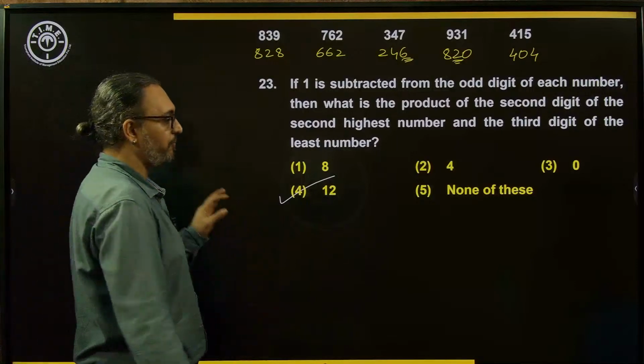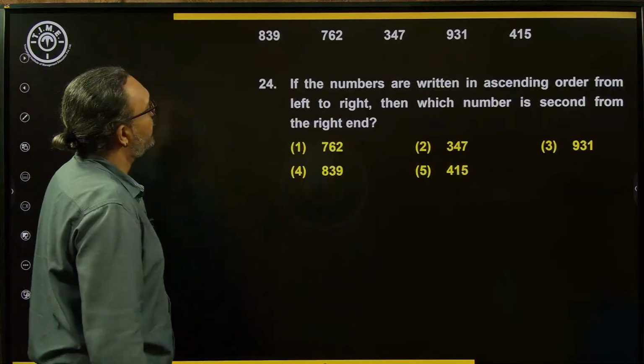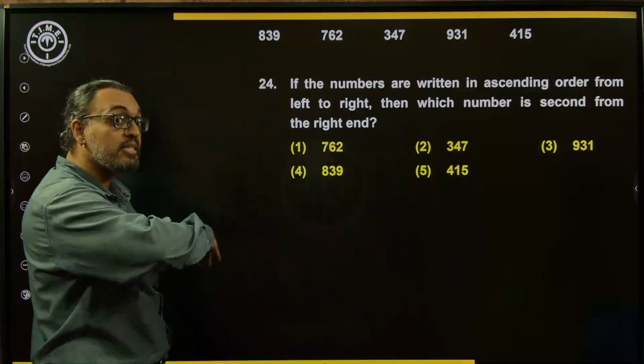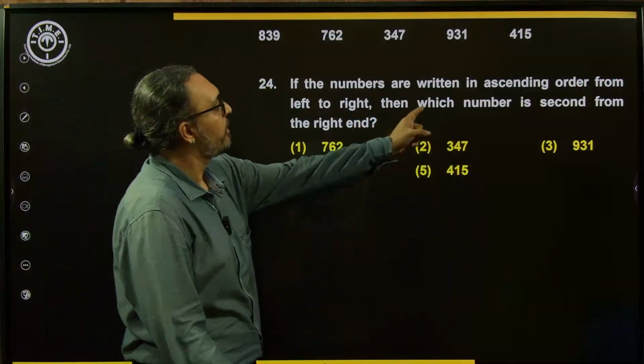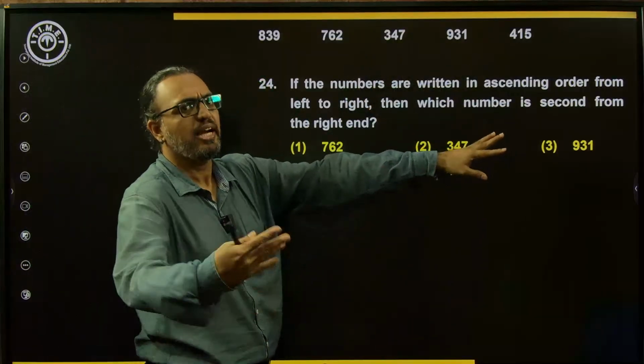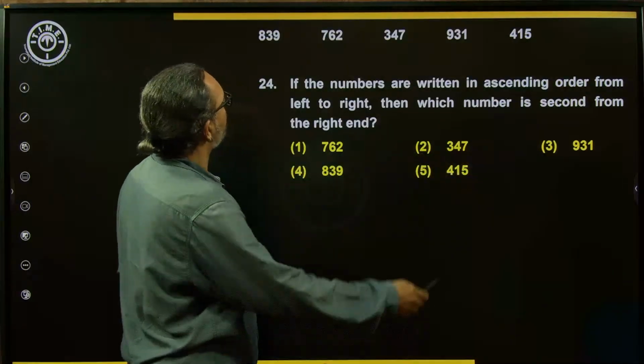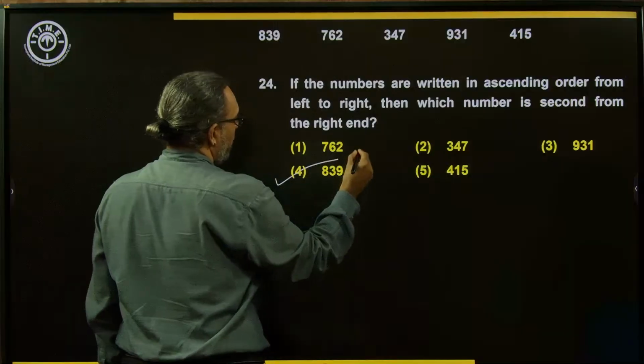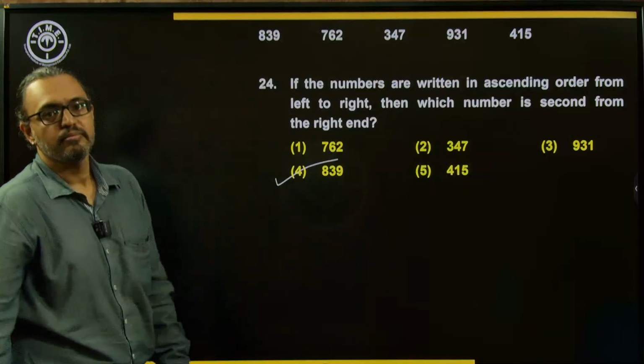Understood? Okay. Then if the numbers are written in ascending order from left to right, which number is the second from the right end? Means second highest number. Correct? So we have highest number is 931, second highest is 839. So that is going to be my answer, 839.